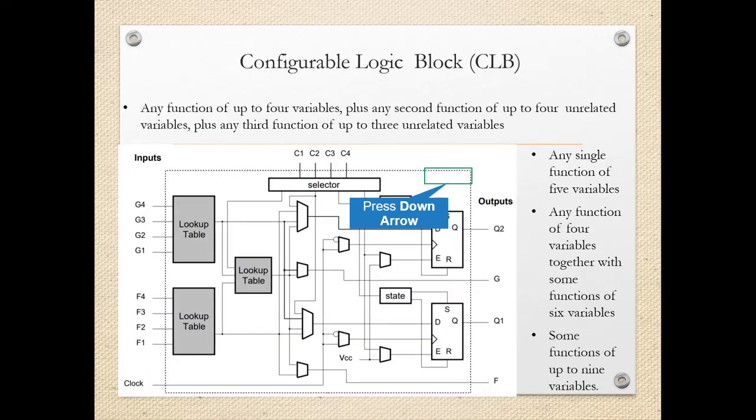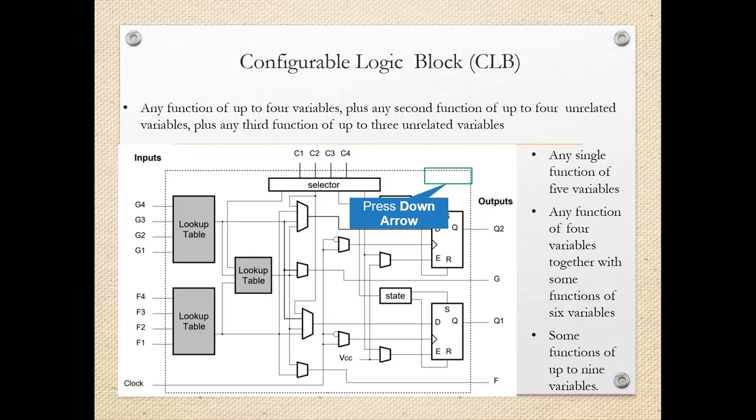So here first in short we will see what is this CLB structure for the FPGA, and then we will see how it is implemented. So in this FPGA structure we can see the lookup table, which are four variable lookup tables. There are two such lookup tables available.